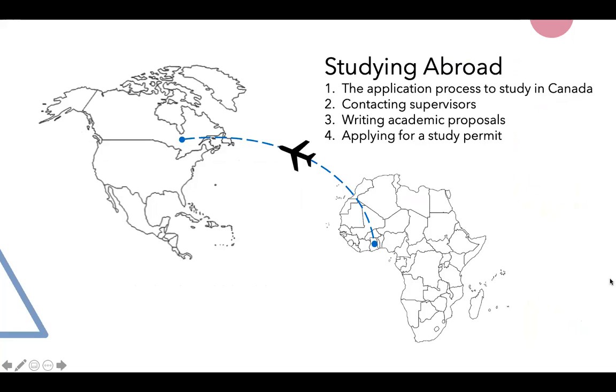Okay, so I'm going to talk about a few things today. The first thing is the application process to study in Canada. So what it's like to come from abroad and come to Canada and the different steps that you need to take. Then I'm going to talk about contacting supervisors and the importance of really finding a good thesis supervisor and also how to contact them. And then I'll be talking about writing academic proposals and the different components that make up an academic proposal. And then I'll briefly talk about applying for a study permit here in Canada.